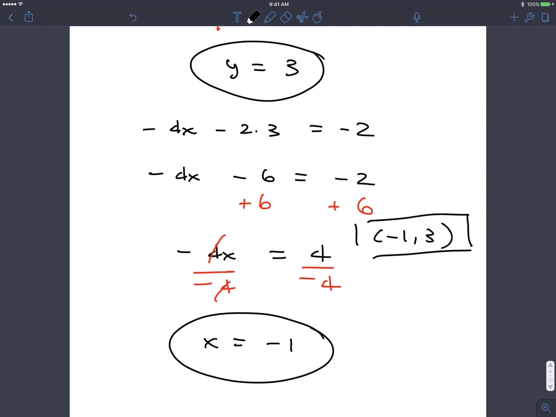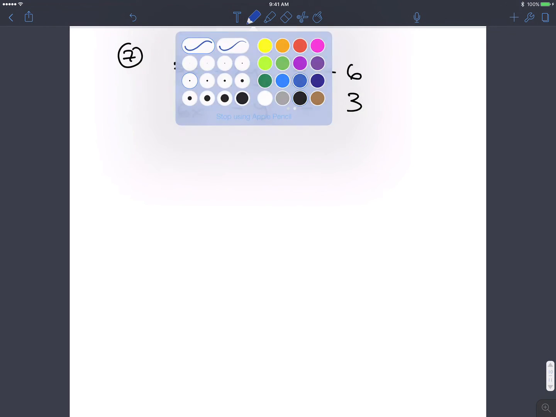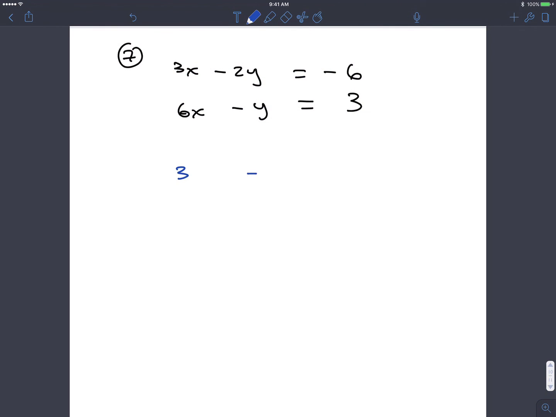This is number 5. Number 7. 3x minus 2y is negative 6. 6x minus y is 3. We're going to create our augmented matrix. 3, negative 2, negative 6, 6, negative 1, positive 3.